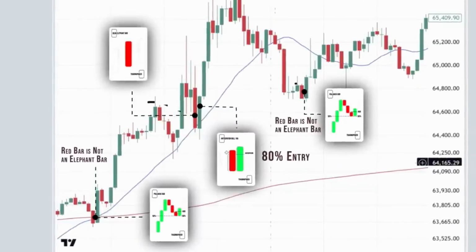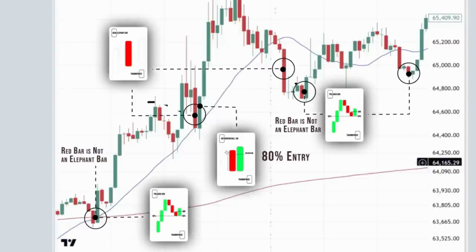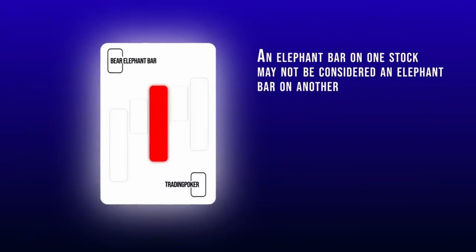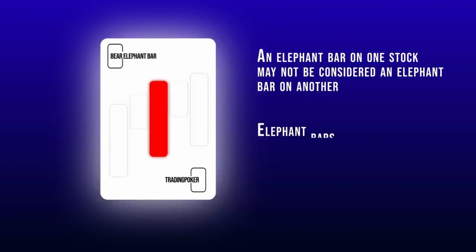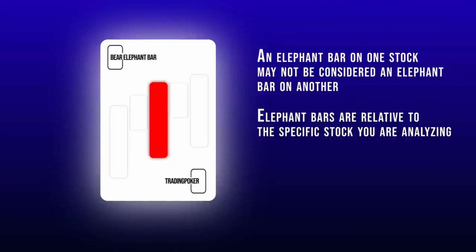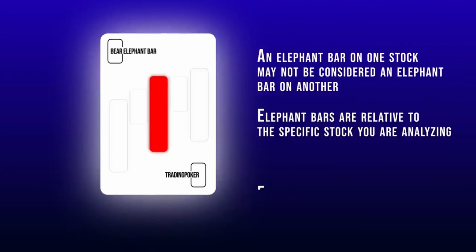That's an elephant bar. This is a normal red bar that doesn't qualify as an elephant. So if it doesn't qualify as an elephant, it could be just simply a color change. This is not an elephant bar. So that's a color change. So know the difference between elephants. Elephant, elephant. This is not an elephant. An elephant on one item, one stock or one tradable item may not be an elephant on another. Elephants are relative to the actual item you're looking at.